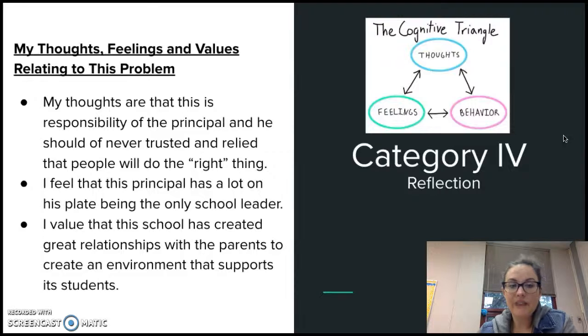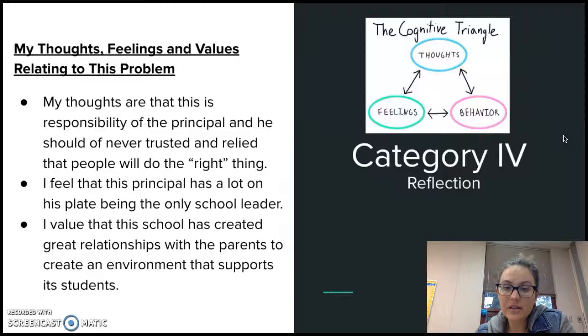My thoughts, feelings, and values related to this problem. So my thoughts are that this is primarily the responsibility of the principal. He trusted too much in parents, having a good feeling that they would do the right thing, and it backfired. So my thoughts are that this is really on the principal, even if there was someone that did something wrong. However, I feel that the principal has a lot on his plate.